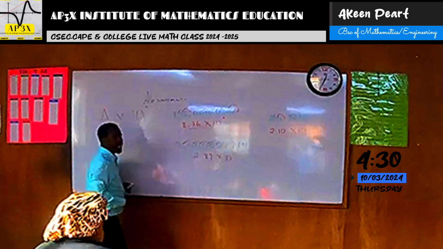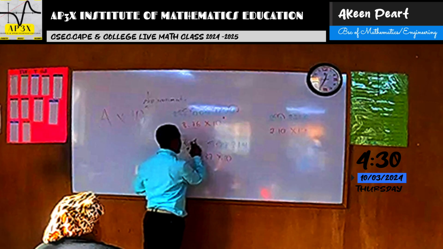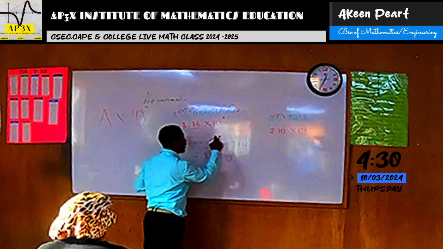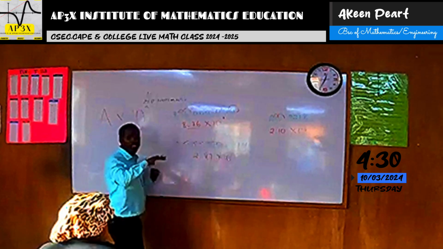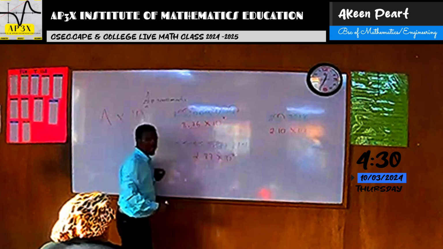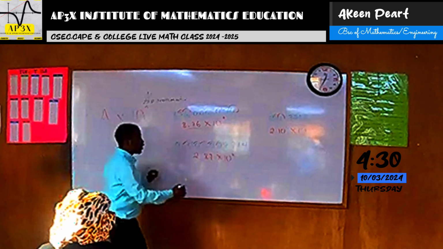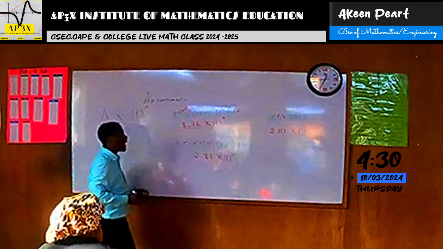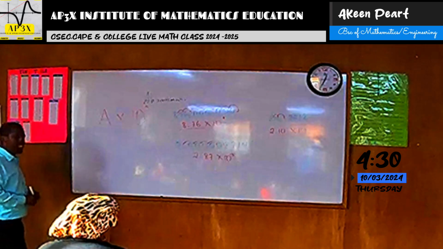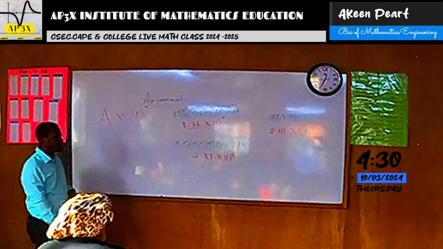For this one now we need N. How many places did I jump? Let's count. 1, 2, 3, 4, 5. So we jump 5 places to my right. The question, is it negative or positive? Negative because I jumped to my right. So it's going to be negative 5. So that the answer is 2.87 times 10 raised to the negative 5. Okay?